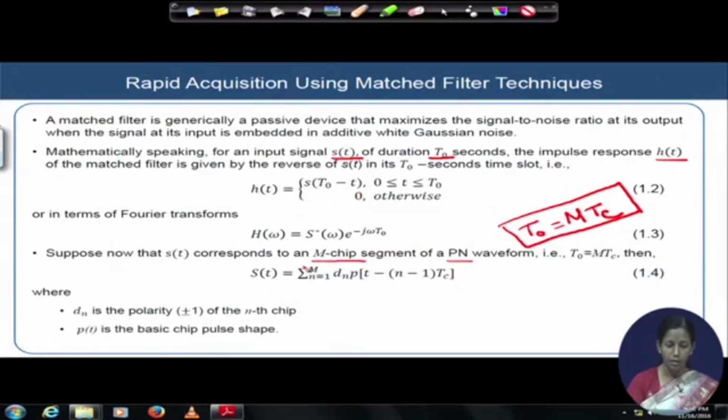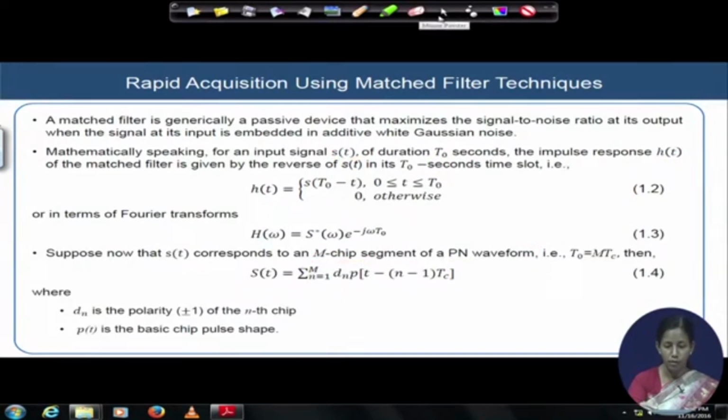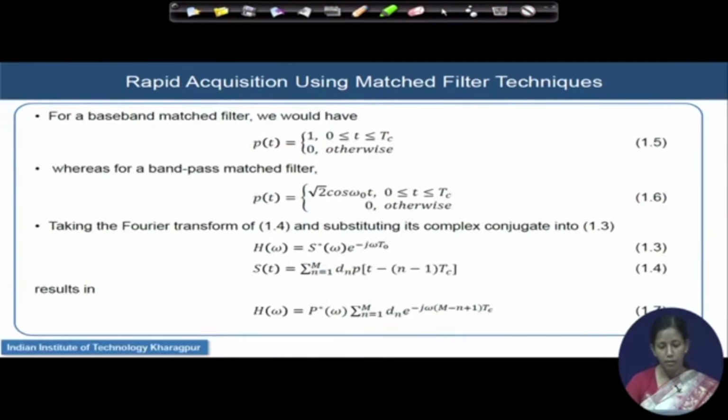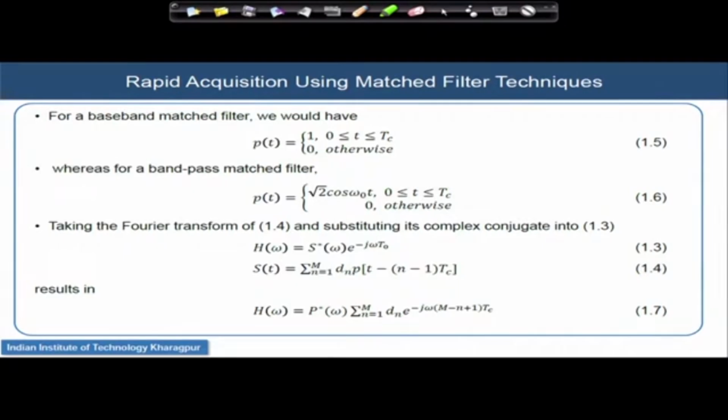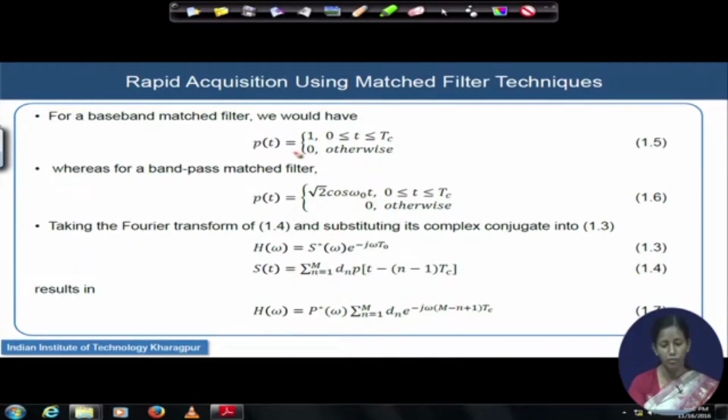Next we tried to see the kind of matched filter we will have, whether in baseband or in passband. In the case of baseband, p(t) should be designed such that p(t) equals 1 for the baseband matched filter over the duration of interest, and 0 otherwise. If it is a bandpass, it should be multiplied by the square root of 2 cos omega naught t over the duration of interest, which is the chip duration.